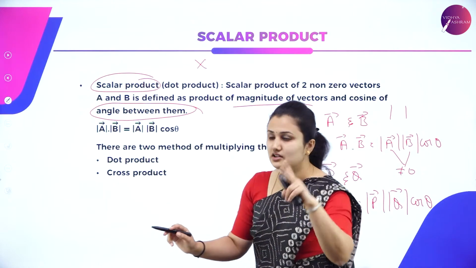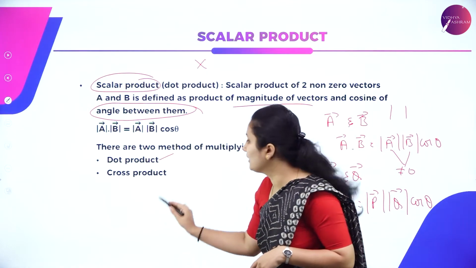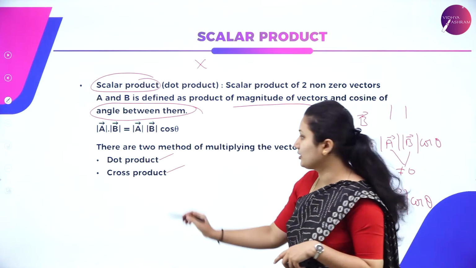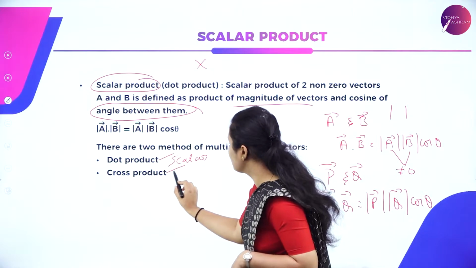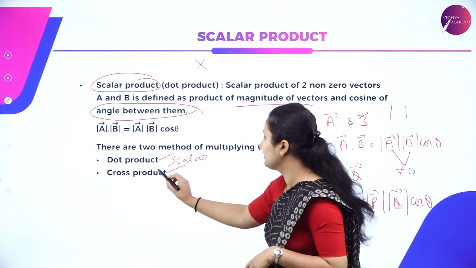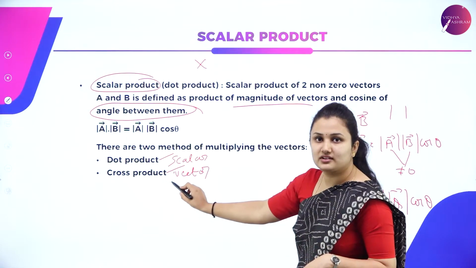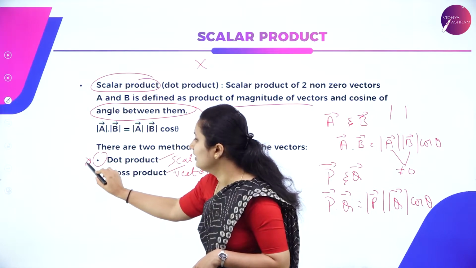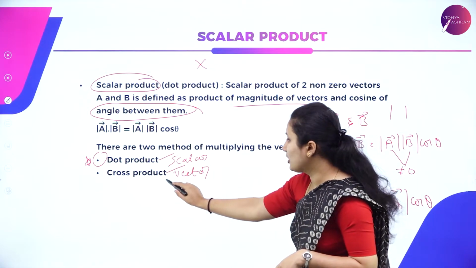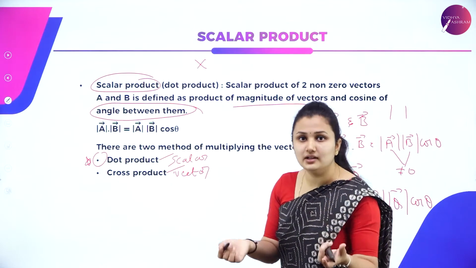There are two methods of multiplying vectors: one is the dot product and the other is the cross product. Dot product is nothing but the scalar product, and cross product is nothing but the vector product. In this session, we'll only concentrate on the dot product. The cross product is a vector quantity.